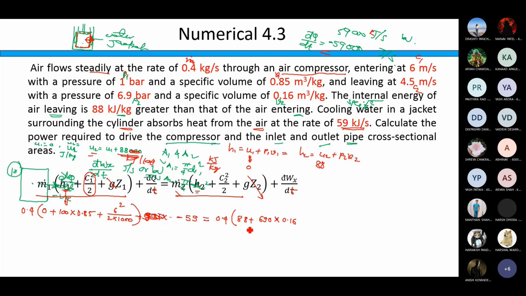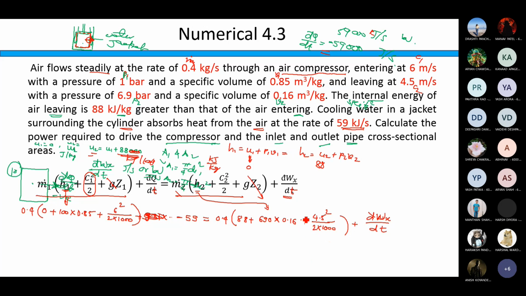So this whole term is for H2, plus, now what is C2? 4.5. So I will write 4.5 square divided by 2 into 1000 here, right? Plus we have to evaluate this, so we will write it as it is, d bar wx by dt. Is it clear? Now just solve for this and tell me what the answer is.